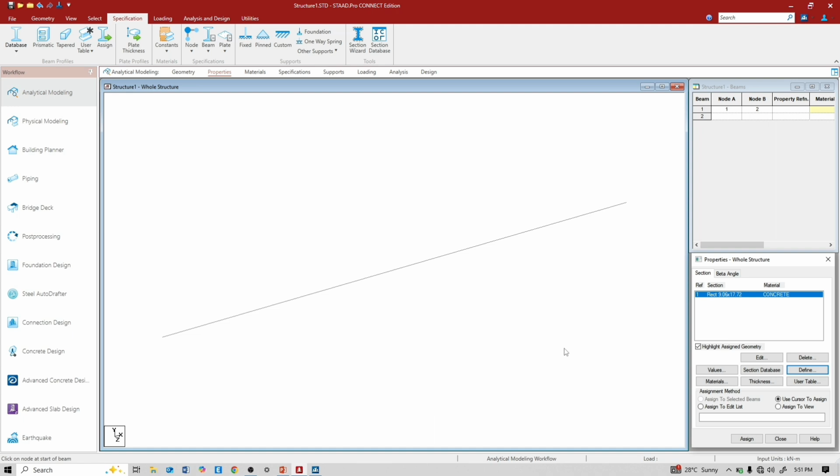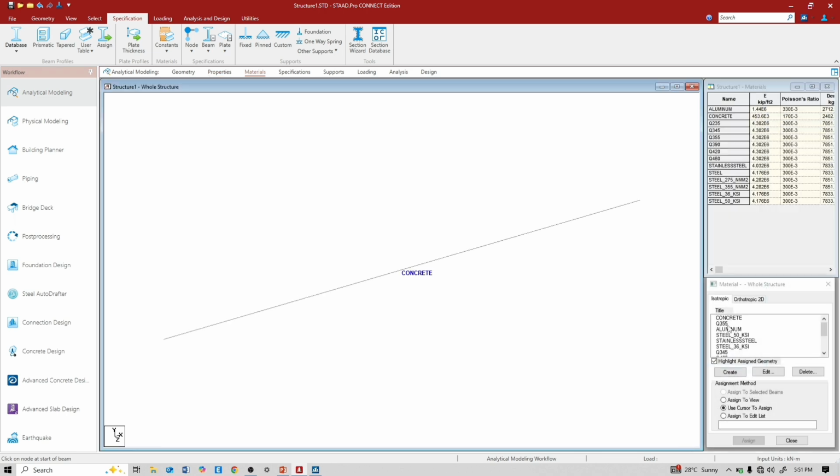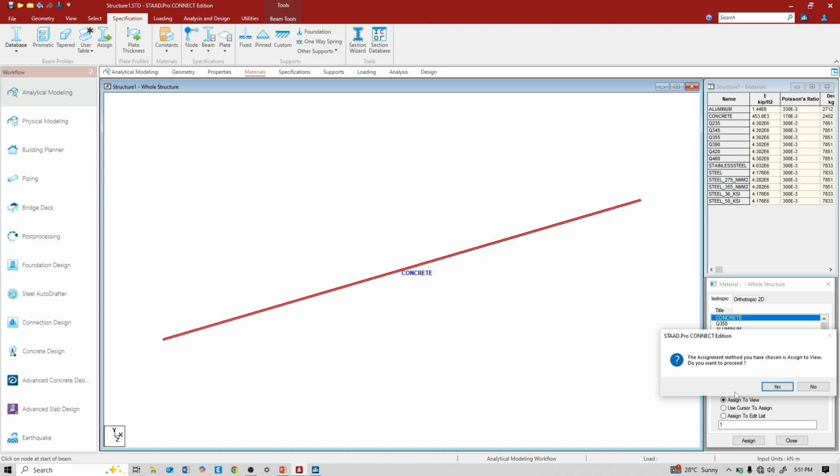So we are applying only live loads. For that live load, we are seeing only SFD and BMD. So our analysis is correct. This is only methodology. Concrete, assign to view, assign, yes.